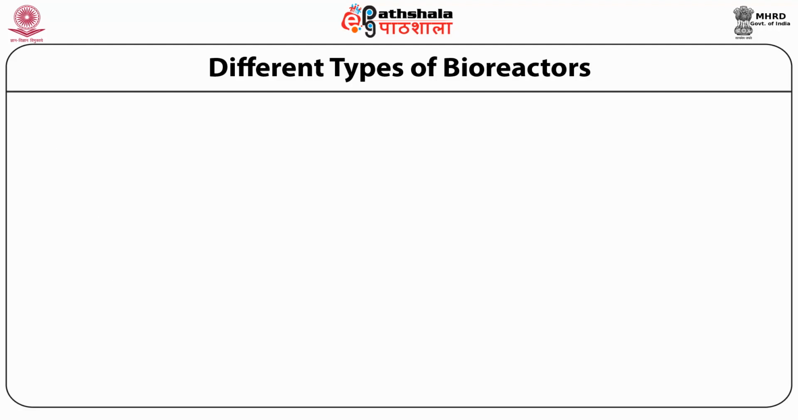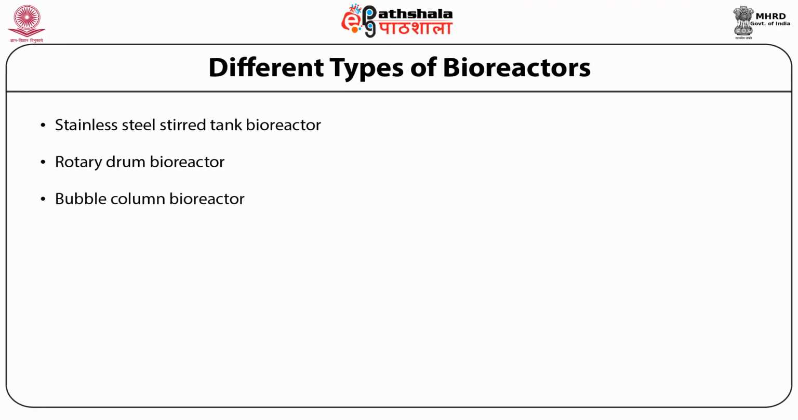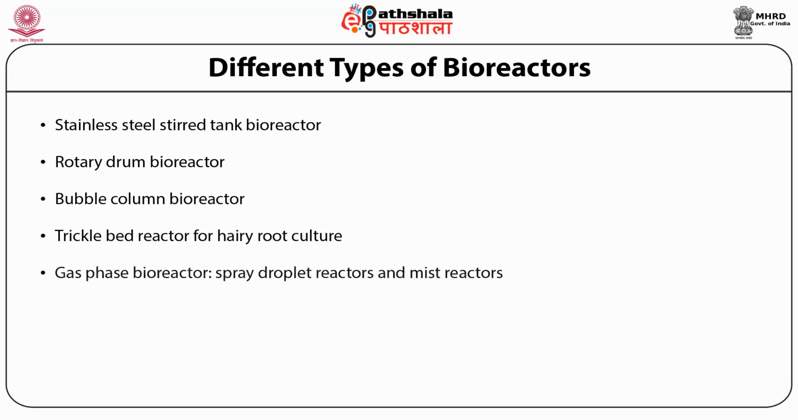Just to list the types of bioreactors which have been reportedly used, there are stainless steel stirred tank bioreactor, rotary drum bioreactor, bubble column bioreactor, and trickle bed reactor, which is used for hairy root culture. Then there are gas phase bioreactors, spray droplet reactors, mist reactors, and balloon type bubble reactors. So these are all automated units wherein all the controls are available. Each bioreactor has some advantage over the other. It has its own specific advantage, and these are being used in different case studies for production of secondary metabolites.